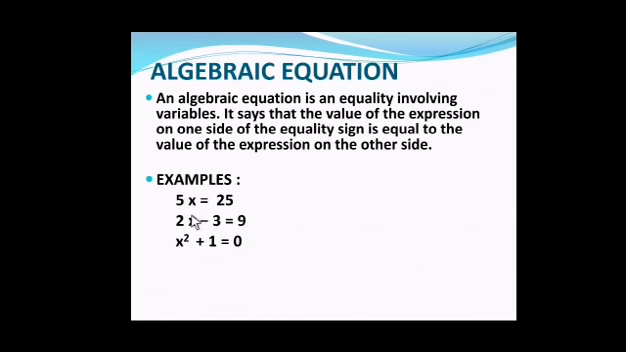Now see this example. This is one side which is 5x. This is the another side which is 25. What is present in between them? Equality, means equal to sign. So this is the example of algebraic equation. And can we say that 5x equals to 25? Yes, 5x is always equals to 25 for some value of x. Second example, 2x minus 3 equals to 9. Here also equality sign is there. Third example, x square plus 1 equals to 0.